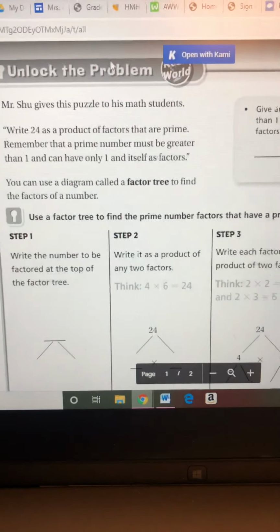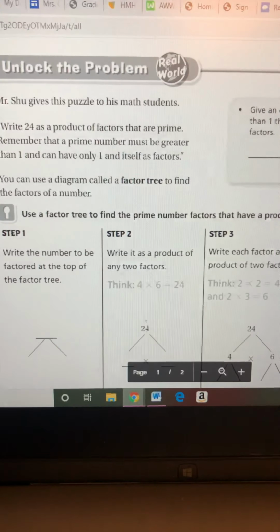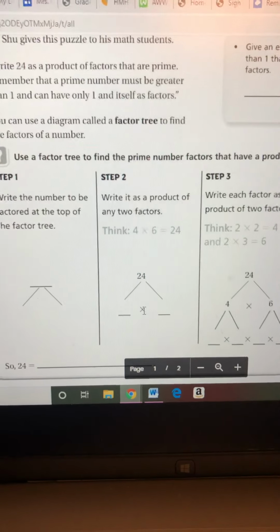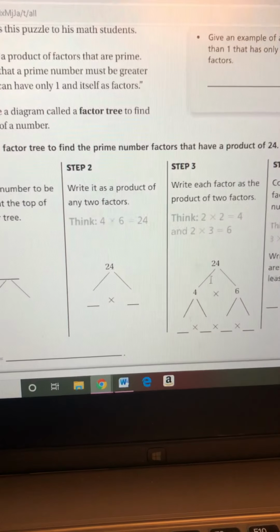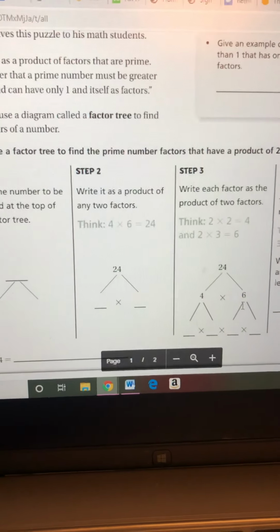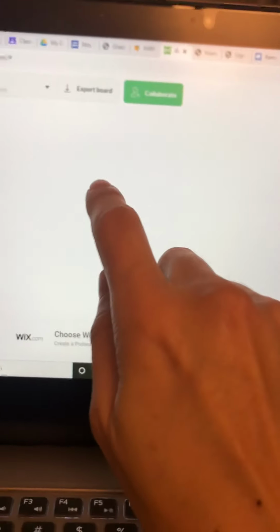This lesson is basically taking a number and factoring it out to prime numbers. So I'll break it down for you. What you see here is a factor tree, okay? So let me get the whiteboard and explain to you how that works.